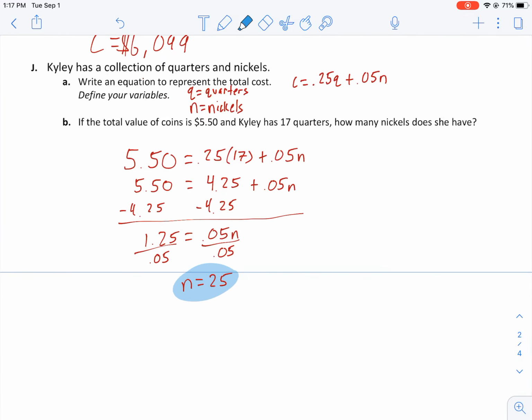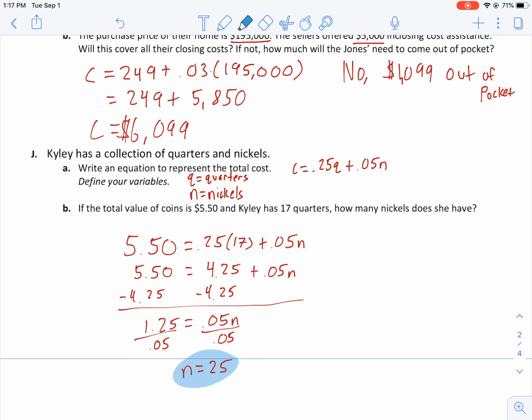So there are some application problems right there. I know you guys don't like word problems. That's why we practice them.